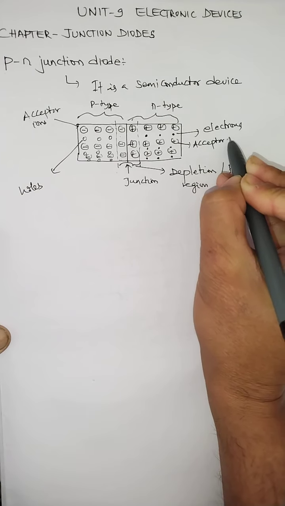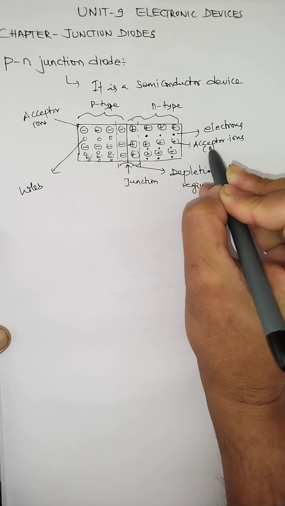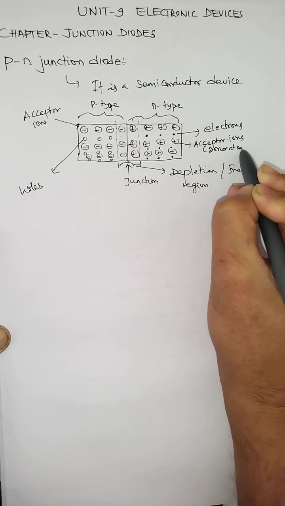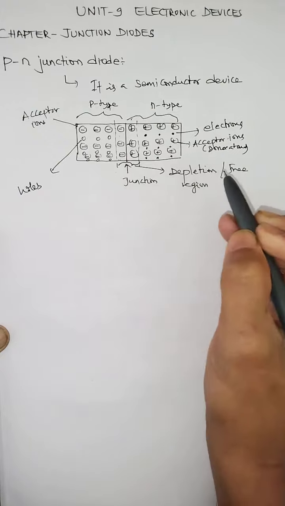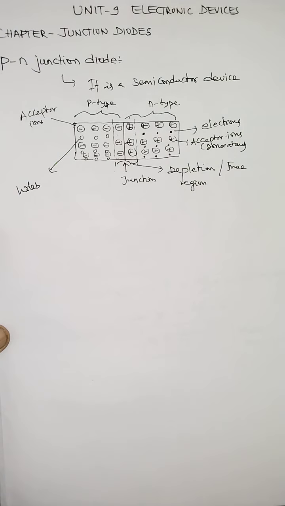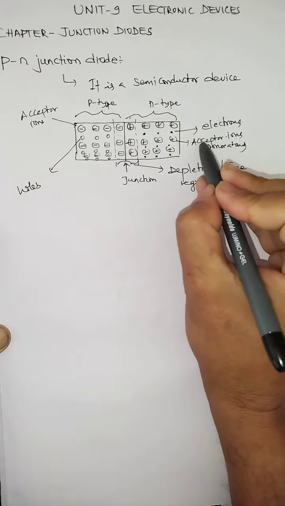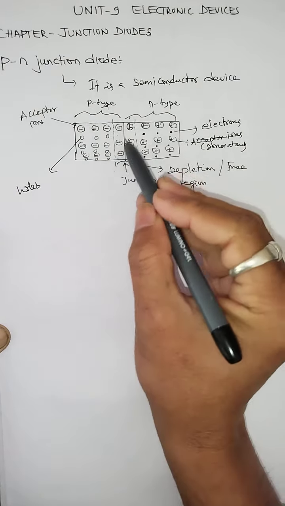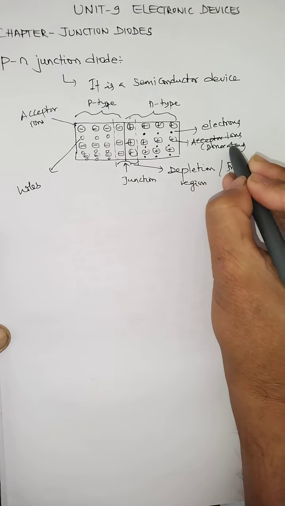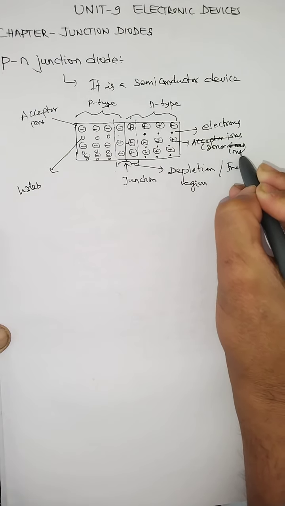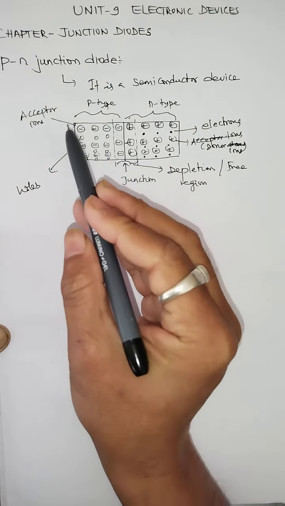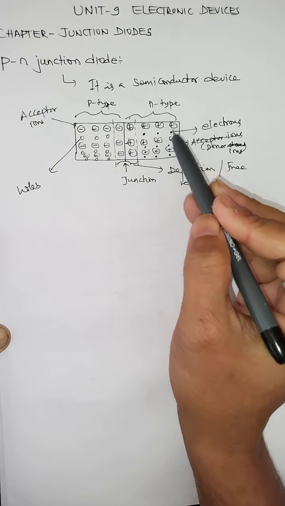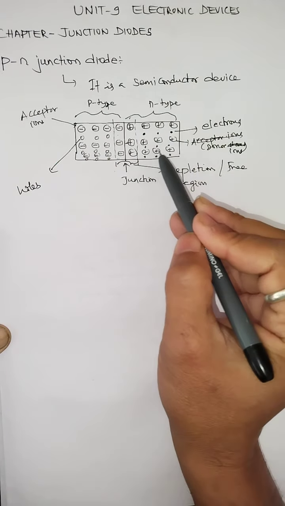Children, you know that the negative ions are called acceptor ions, and the positive ions are called donor ions or donor atoms. Acceptor ions are formed by the negative ions in p-type semiconductor, whereas positive ions are the donor ions. So remember, in p-type semiconductor there are acceptor ions, formed due to the majority of holes, whereas in n-type semiconductor there are donor ions, formed due to the majority of electrons.